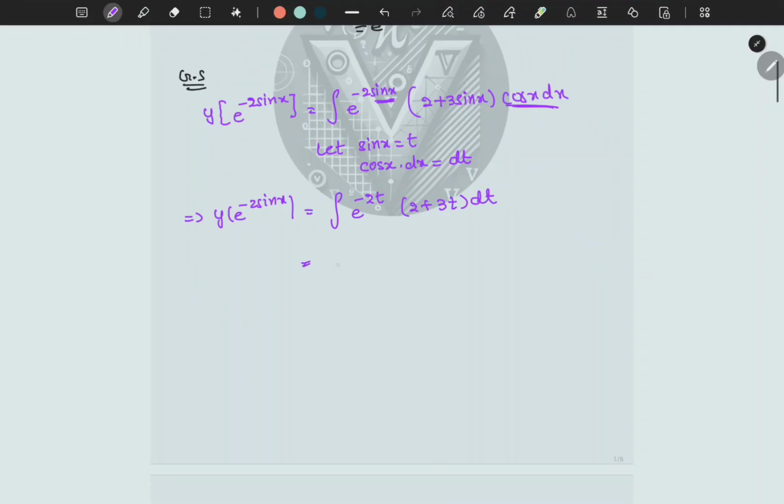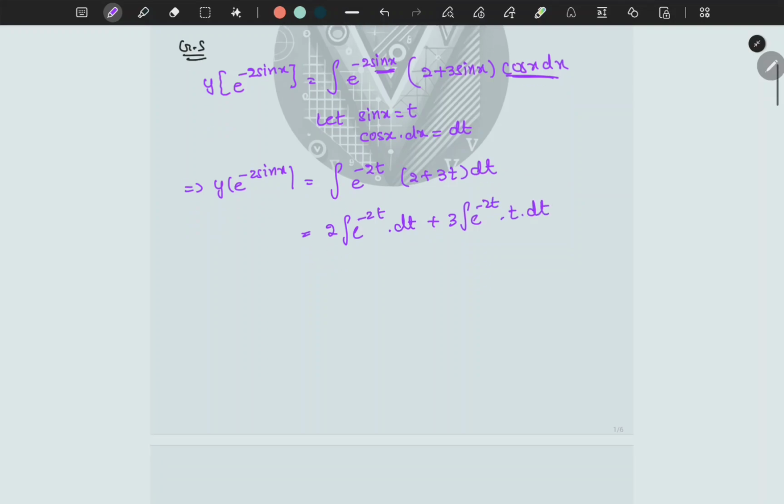Now what do we do? We will separate it. We'll get 2 into e power minus 2t dt plus 3 into e power minus 2t into t into dt, right? So if I integrate this, I'll be getting 2 into e power minus 2t divided by minus 2 plus 3 into, now I'll have to apply integration by parts and the abbreviation is ILATE. You can kindly watch the PYQs of indefinite integration and definite integration right before watching this, so that you will have a better idea about integration, because the entire question now will be based on simple integration, right?